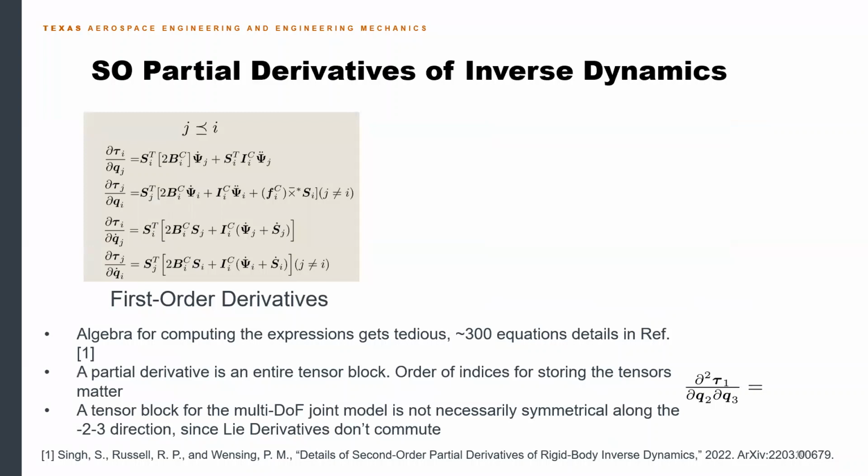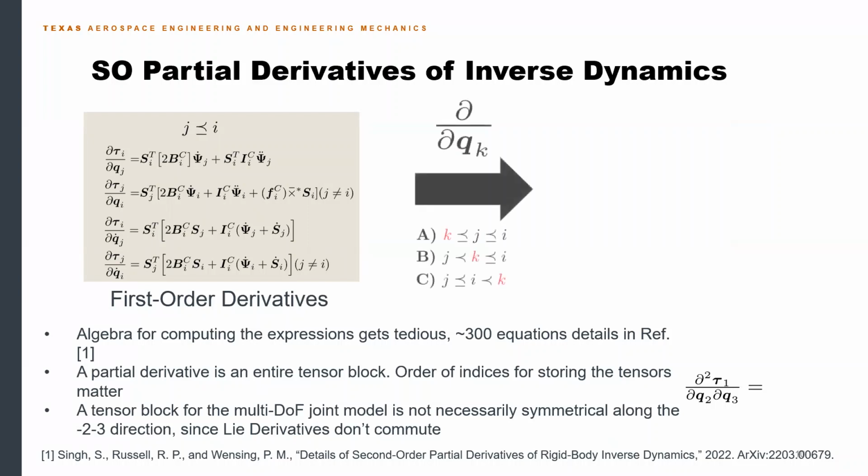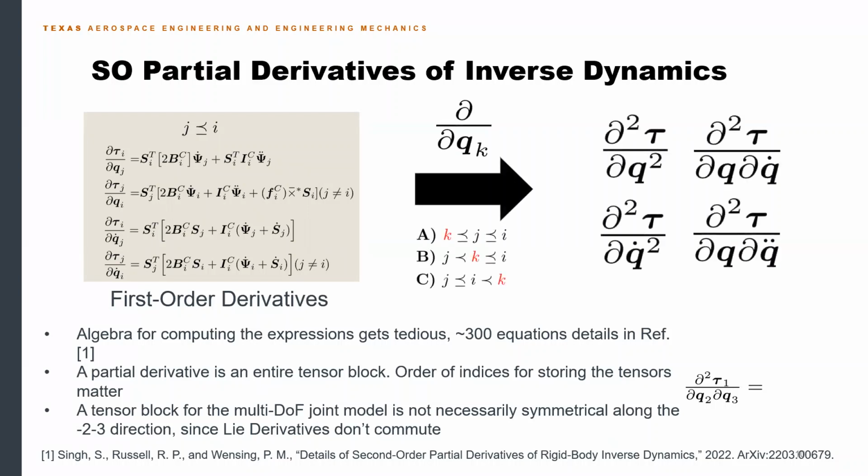To get the second order derivatives of inverse dynamics, we first consider three cases by switching the indices i, j, and k. Then we take the derivative of the first order expression with respect to joint k. A second order derivative is defined by a 3D tensor and the order of the indices matters. In our case, we assume index 1 along the y direction, index 2 along the x direction, and index 3 along the pages of the tensor. We also know that since for a multi-DOF joint, these are Lie derivatives, this tensor block by itself is not symmetrical along the 2-3 direction.